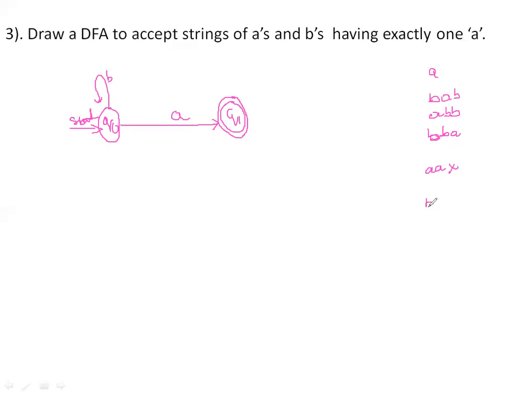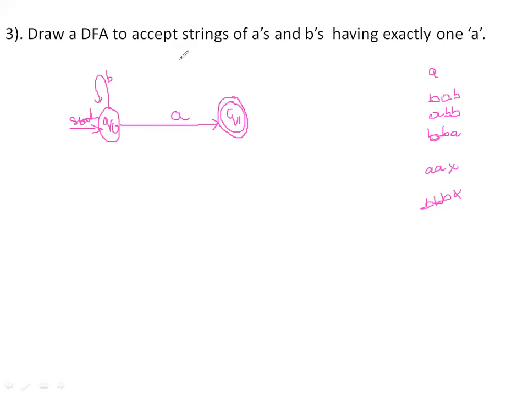Then if you have a string like BBB, it should be rejected, right? Because it does not consist of a single A. One A is not present in this example, so it should be rejected. How will it be rejected? It will stay in Q0 itself. It won't go towards Q1, because it does not consist of a single A. So we need to provide a self loop for Q0 when it receives B.